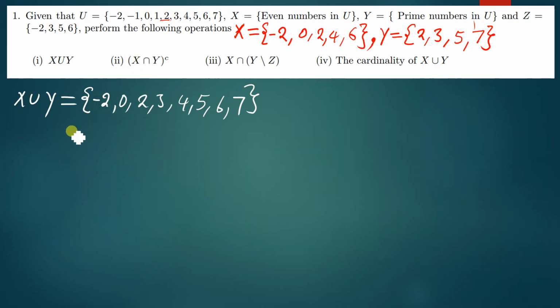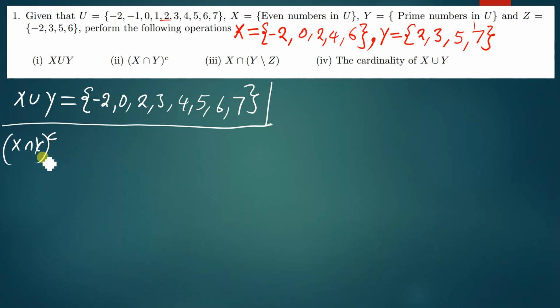So the next question is simply x intersection y and then complement. So the first thing that you need to do is to find x intersection y. So first of all, we need to find what x intersection y is, and then we later on find the complement of that set.